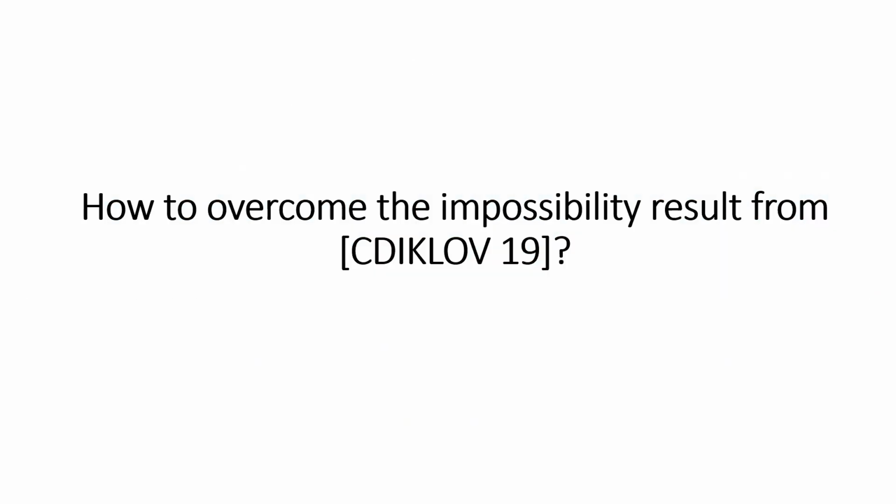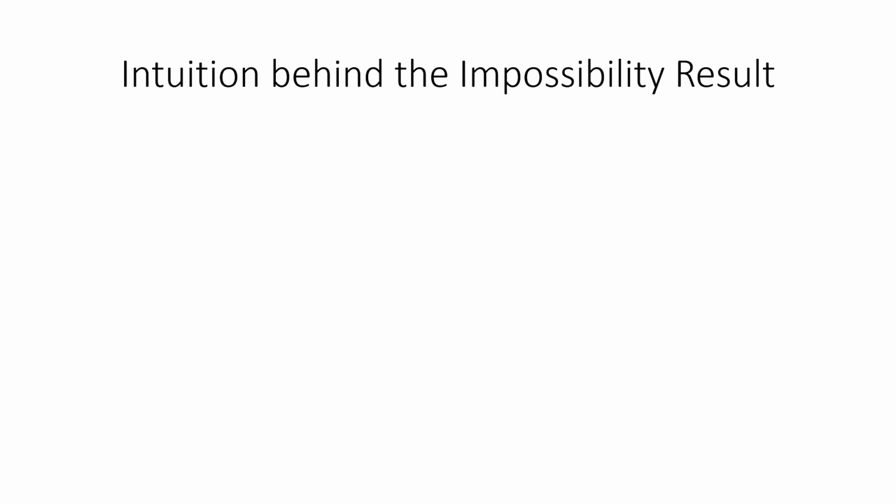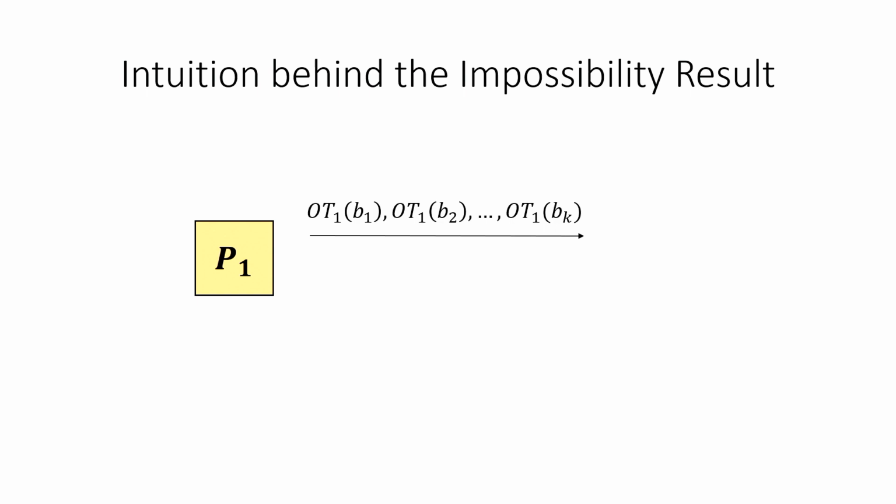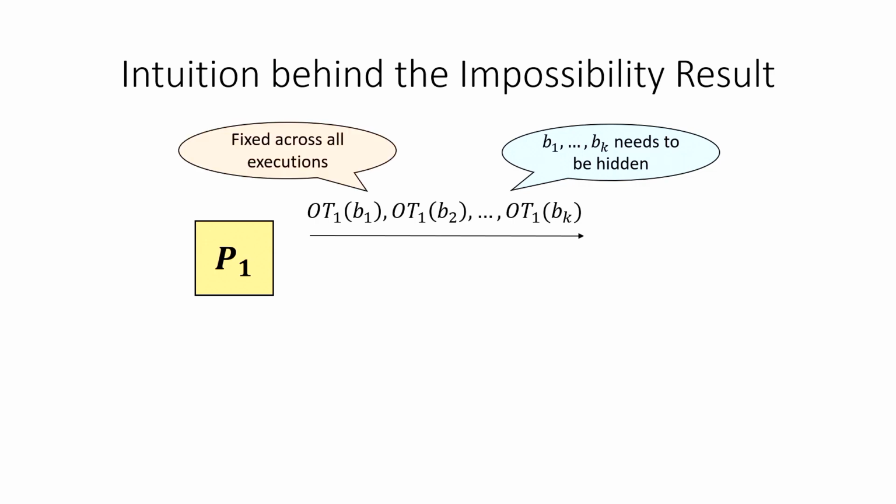Let me give you some quick intuition on how to overcome the impossibility result from Chase et al. So what is the intuition behind the impossibility result? Well, it says that suppose party 1 sends a first round message of all these 2-out-of-1 OTs on these bits B1 through BK. And what is B1 through BK? You can think of them as some encoding of P1's private input. So think of secret shares. So B1 through BK need to be hidden, and they're fixed across all executions. So this will be in the OT hybrid model.